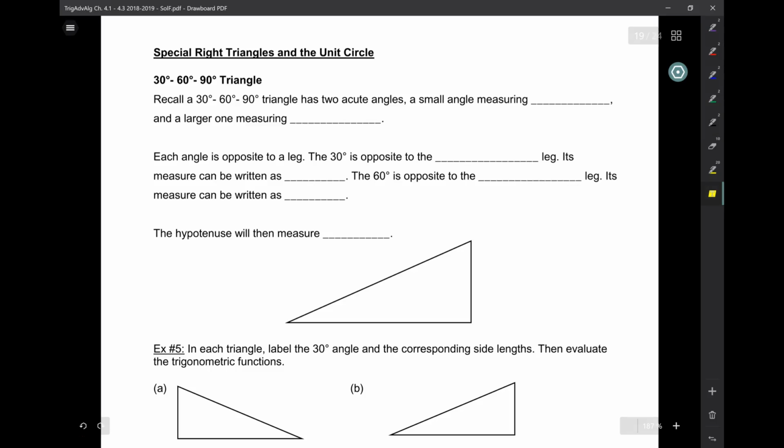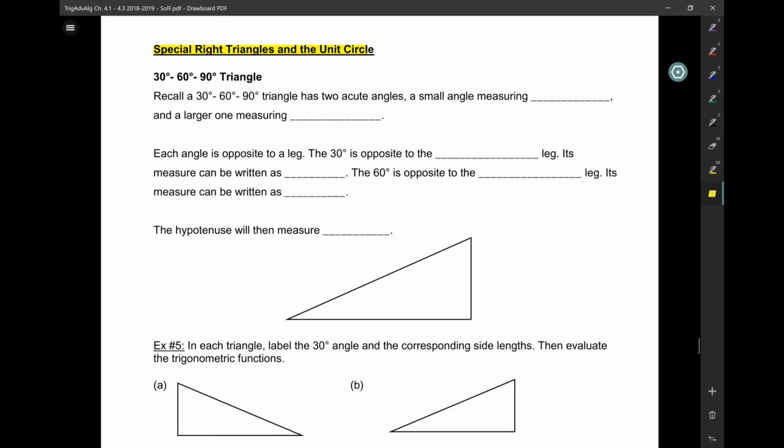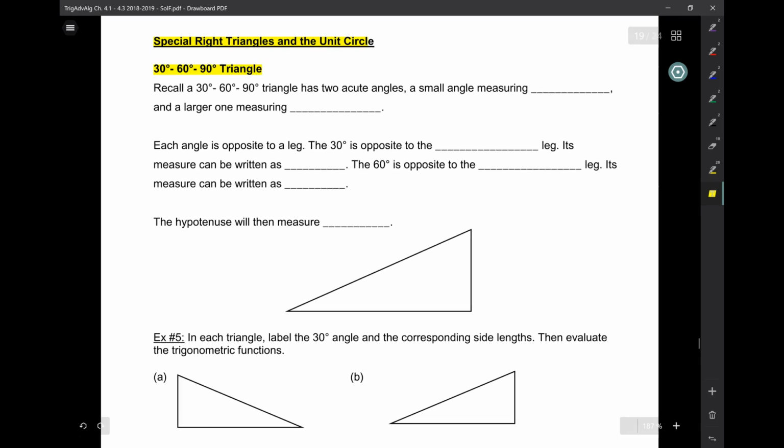All right, so special right triangles and the unit circle. Okay, so these are like my first and second favorite things all in the same lesson. And that's fantastic. All right, we know all about special right triangles. This is the last time we formally introduce it, and then we all assume that you guys are experts on these special triangles. All right, so first off, we're going to talk about the 30, 60, 90 triangle.